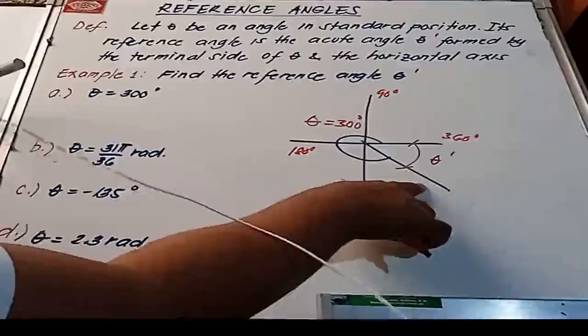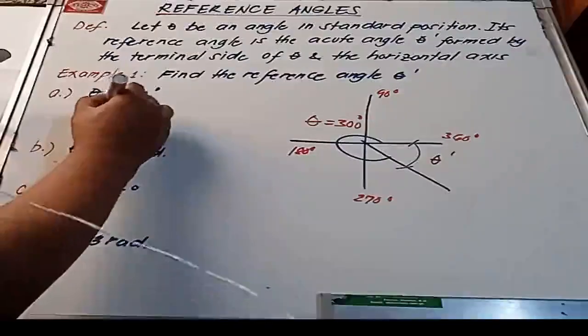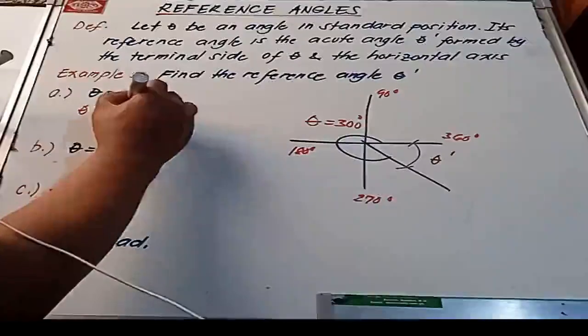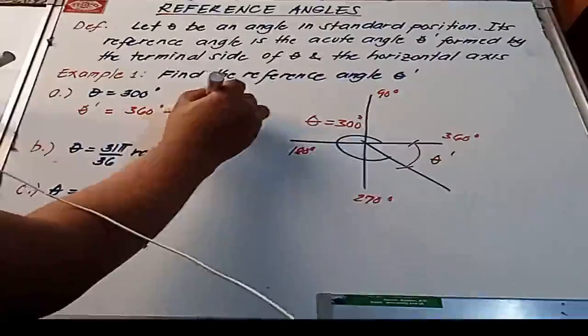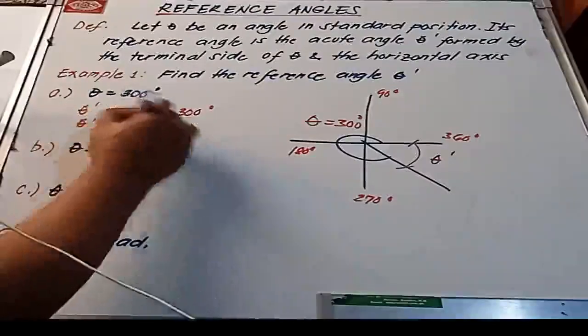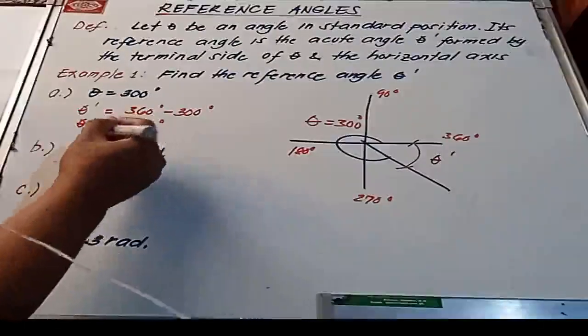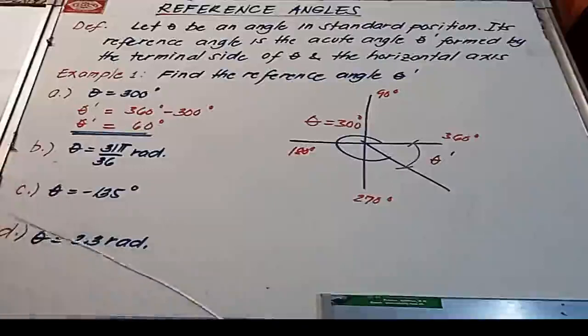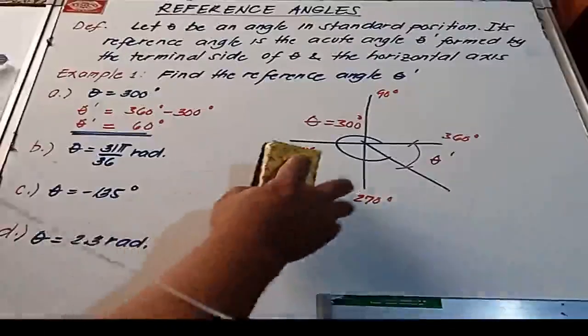Therefore, theta prime is just the difference of 360 and 300 degrees. Therefore, theta prime is 360 degrees minus 300 degrees. Therefore, our reference angle is 60 degrees. Okay? So, madali lang. Okay, that is our answer dun sa ating letter A na angle in standard position is 300, the reference angle is 60 degrees. Now, let us answer letter B.